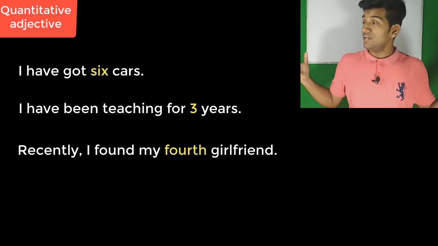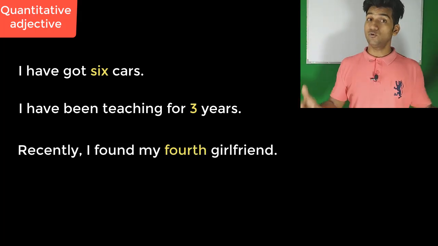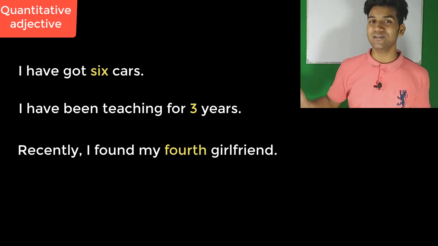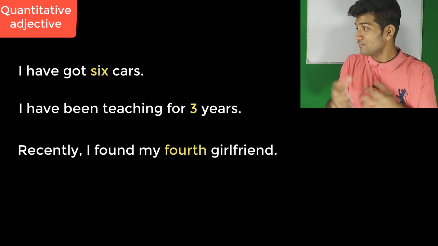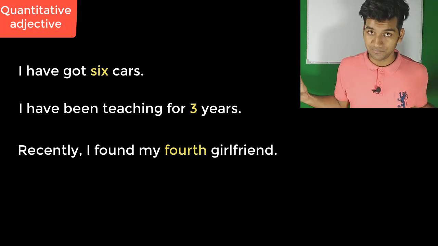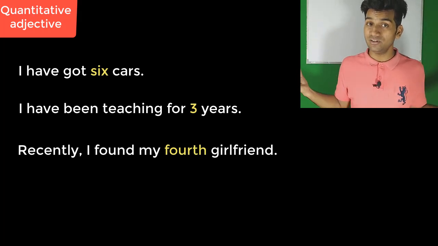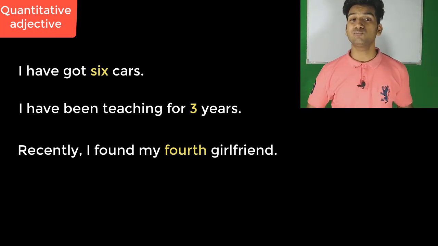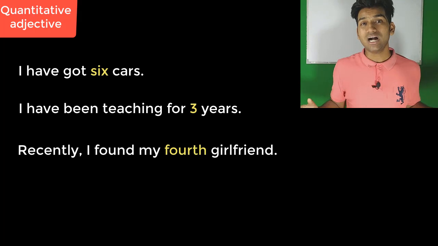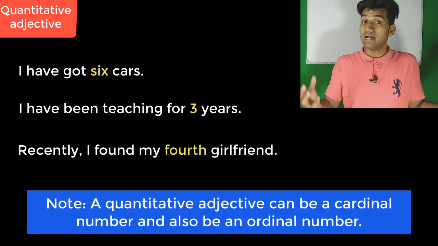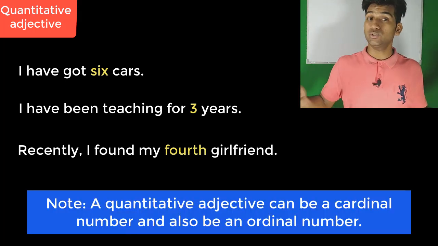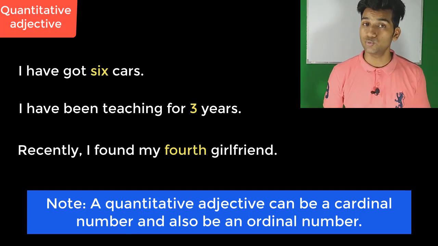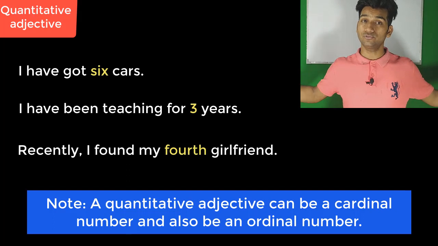Let us take one more example. Recently, I found my 4th girlfriend. I'm just kidding. So 4th is our quantitative adjective, giving information about girlfriend. Which girlfriend? How many girlfriends? My 4th girlfriend. So a quantitative adjective can be a cardinal number like 1, 2, 3, 4, 5, 6, 7, 8 and so on, and it can be an ordinal number too, like 1st, 2nd, 3rd, 4th, 5th, 6th.